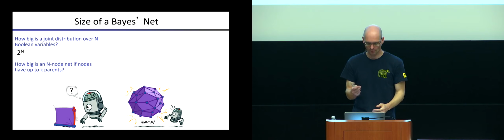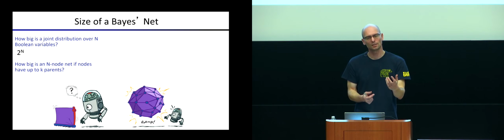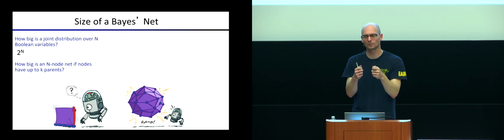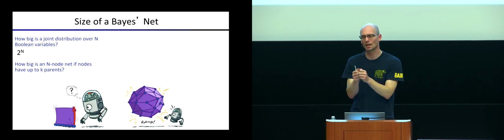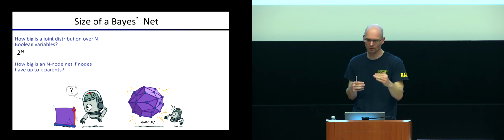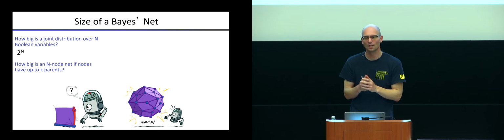Well, if a variable has k parents, you need to specify a probability for each possible combination of values of the parents. If there's k parents, there's 2 to the k combinations. So this table will need 2 to the k entries to specify for each of those combinations what is, let's say, the probability of positive for this variable. And then the probability of negative will just be 1 minus that probability.